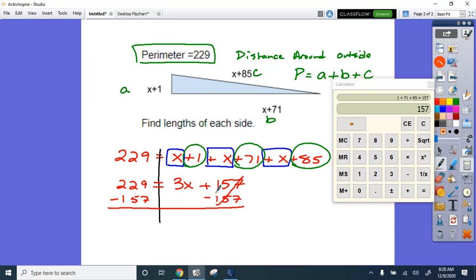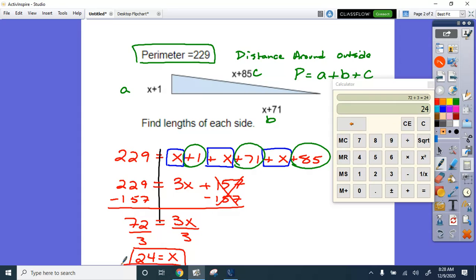So again, if you want to come over here, you can certainly do this to speed things up and make sure that you're accurate. So we have 72 is equal to 3x. And to get 1x, we're going to divide both sides by 3. So we literally take 72 divided by 3. X in this case is 24. So that is our solution, our algebraic solution.